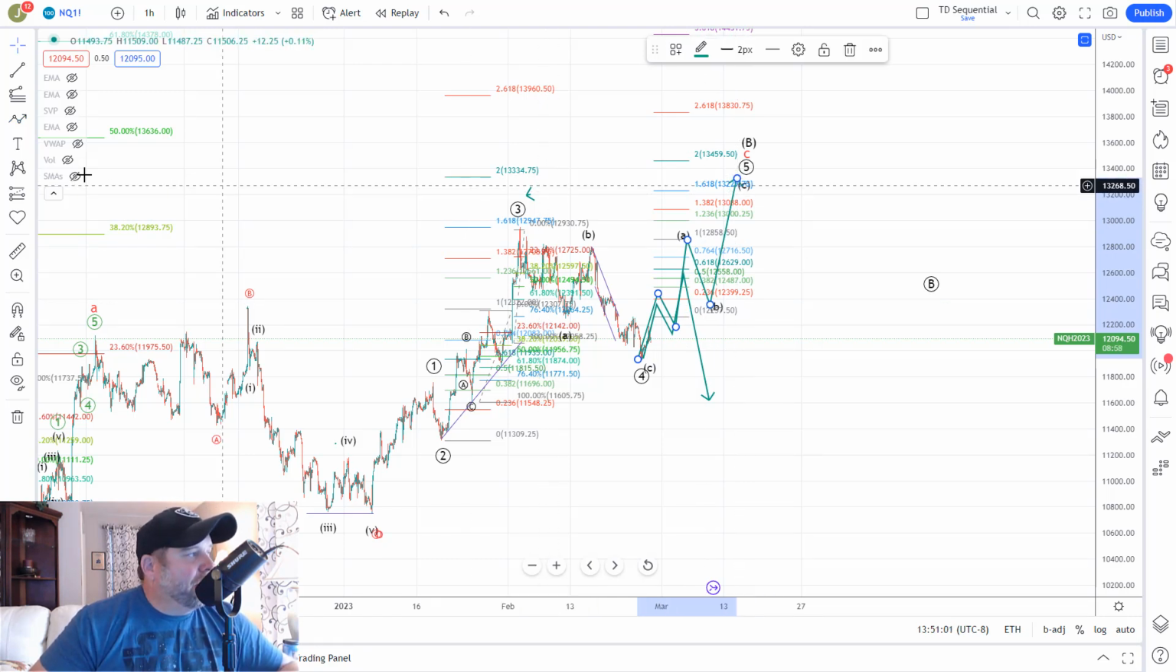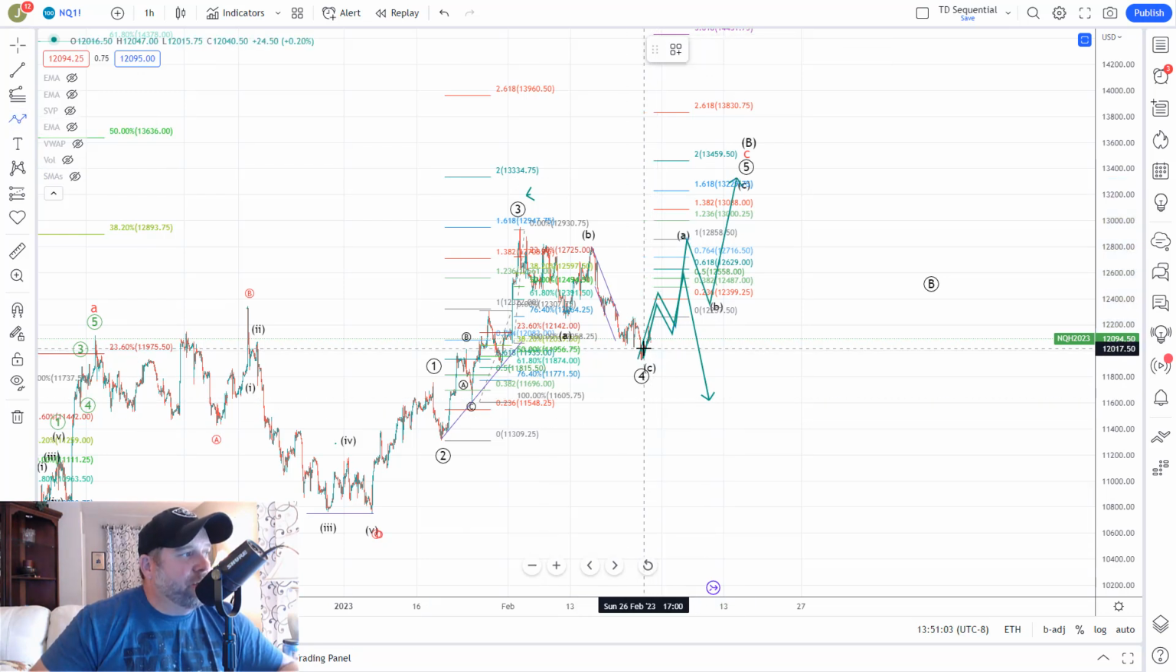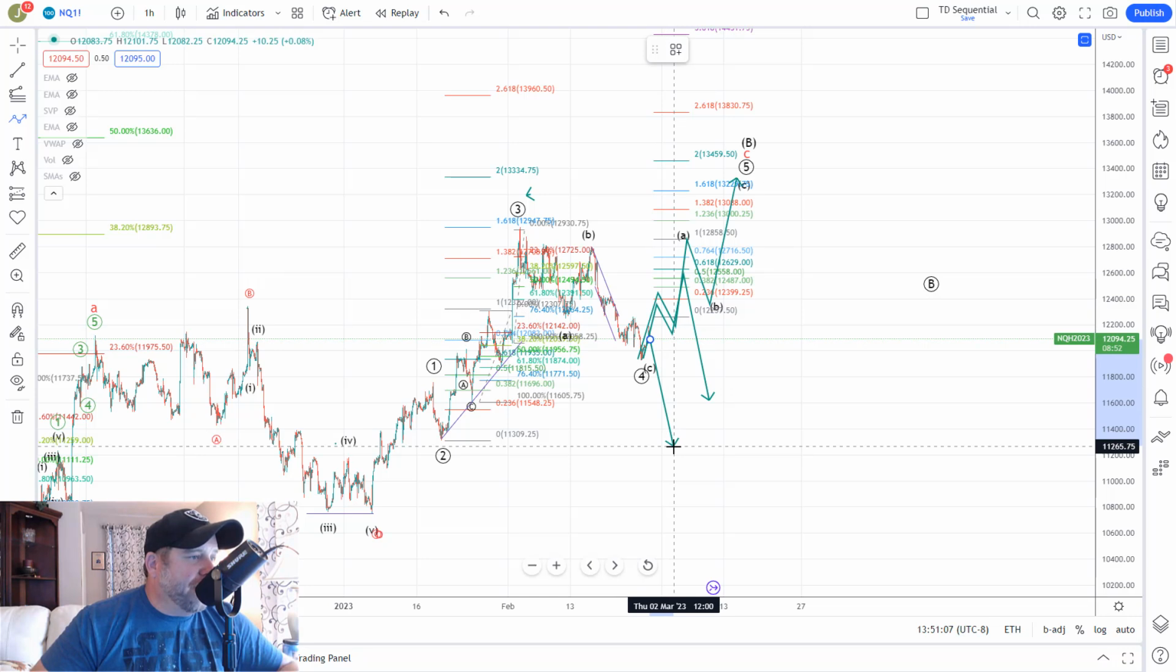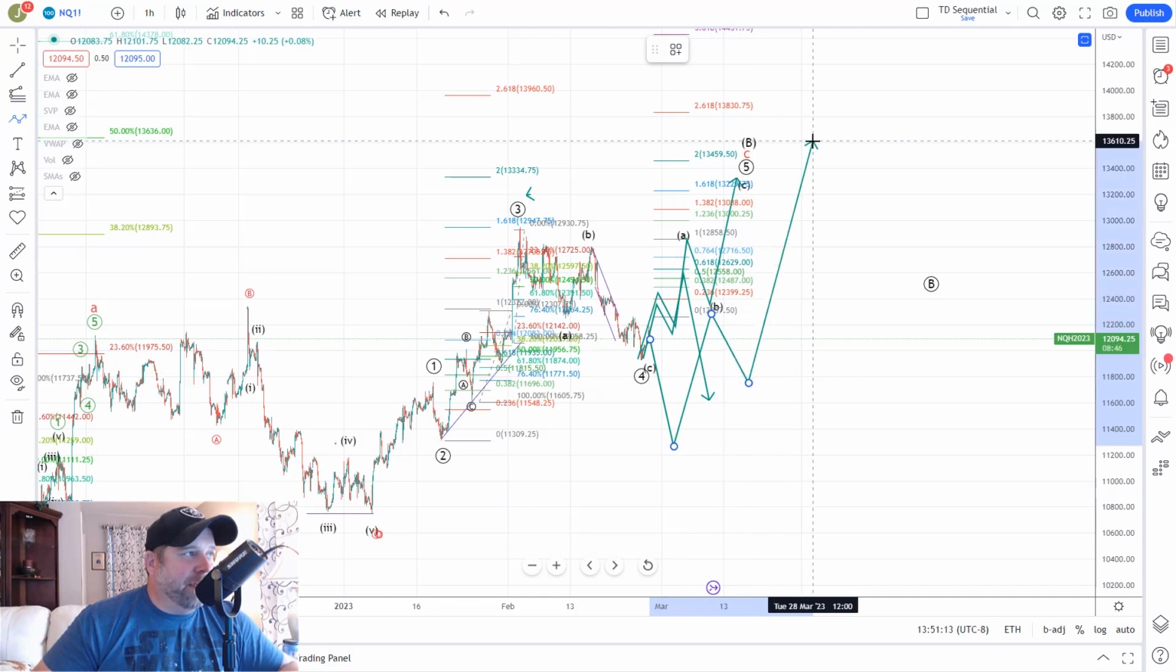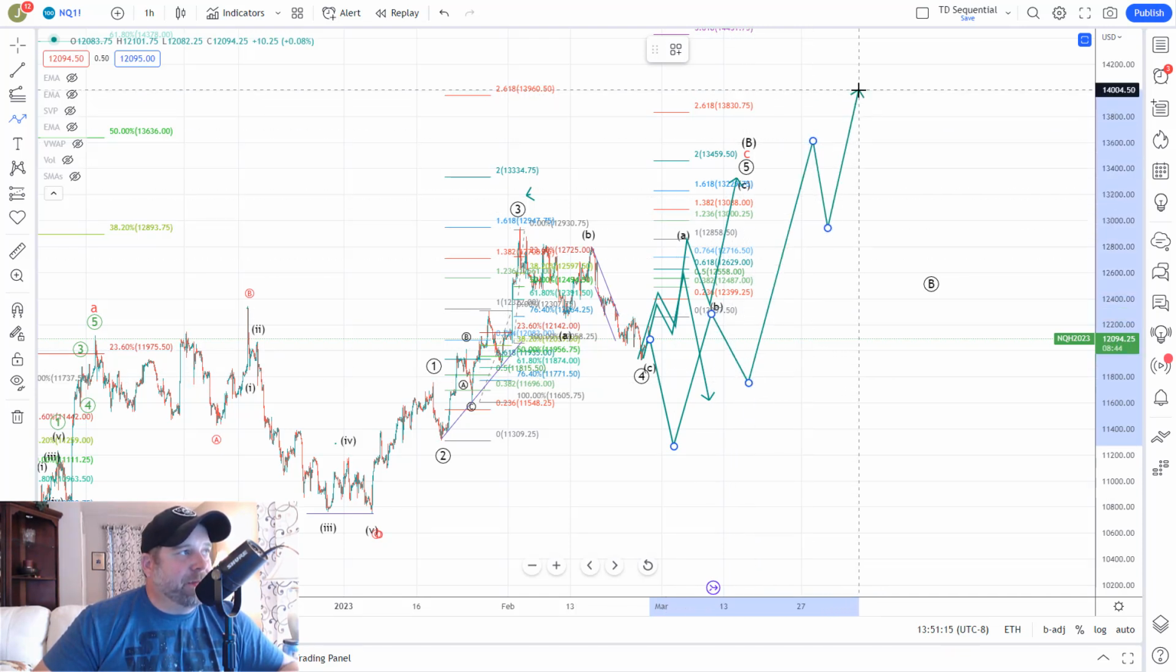Okay, and then of course, if they can't continue to push up in this bounce like we expect, then you would look for a more direct move down toward the 11,200 area, where we would then expect to see 5 waves up in C toward the 14,000 area.